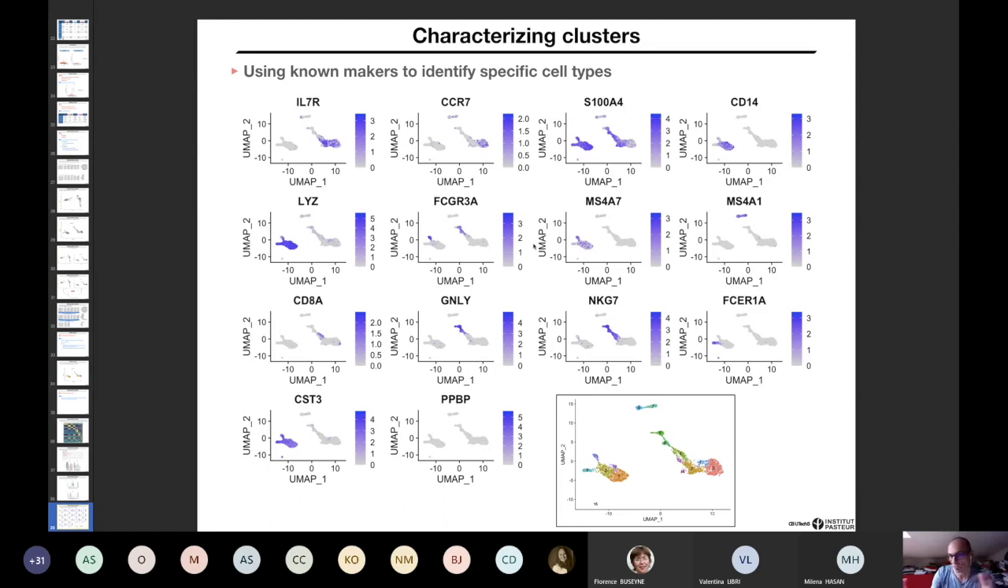So the best way is to use both to have a clear and nice view of where some key genes are expressed and have an easier way to identify your different clusters.